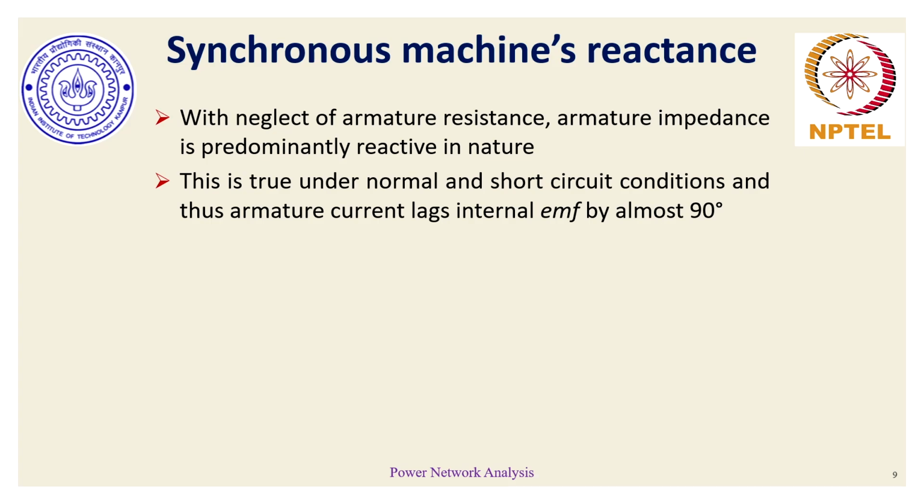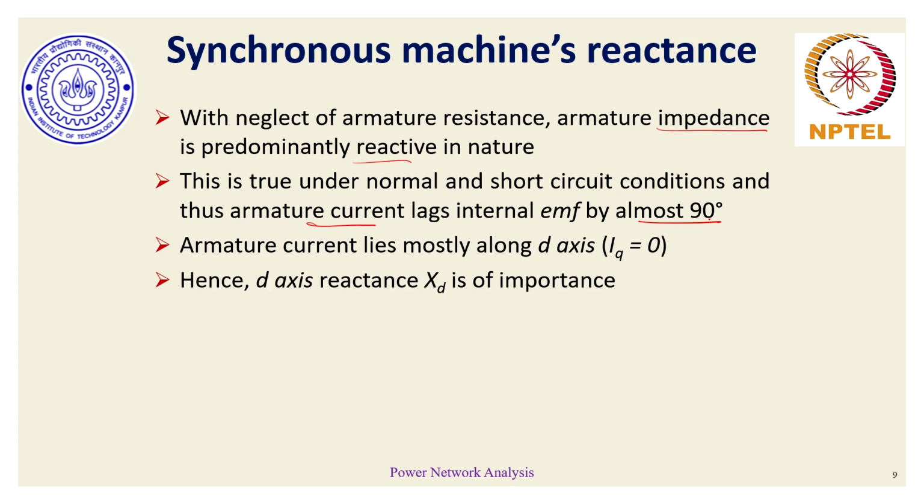Just to conclude, or in a way to summarize, with neglect of armature resistance for a well-defined machine, the machine impedance is mostly reactive or inductive in nature. This is true under normal and short circuit conditions, and that's the reason why armature current, stator current would almost always lag the internal EMF or terminal voltage by almost 90 degrees. IQ is not so significant, so we are considering most of the impact for XD, which is the direct axis reactance for a salient pole machine. Hence XD is of importance.